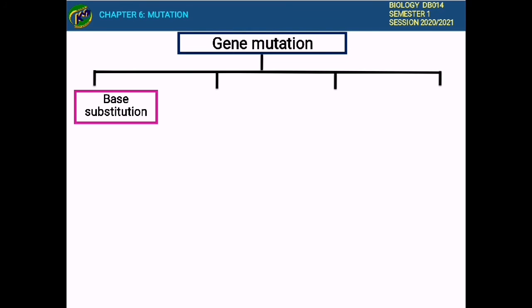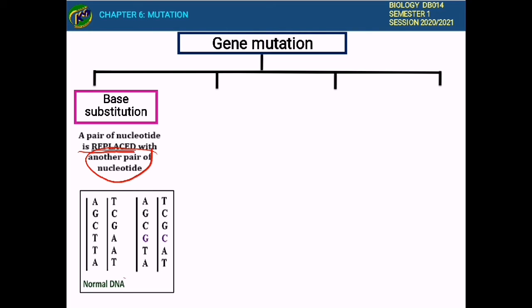Next, gene mutation. We have 4 types of gene mutation. The first one is base substitution. Base substitution occurs when a pair of nucleotides is replaced with another pair of nucleotides. For example, here we have normal DNA, so it is substituted with a different pair of nucleotides. So TA is substituted with G and C.